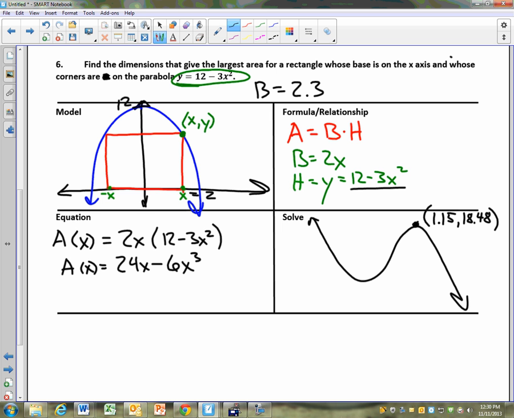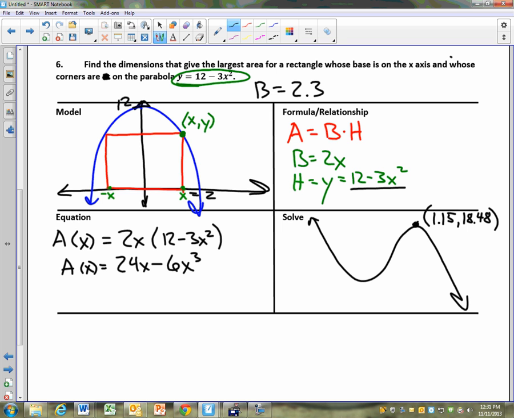What does 18.48 represent? It represents the area. We have a function, area in terms of x. That's why we label it like we do, so we know what it means. The x value is our input. The y value is our output, and it represents area. The maximum area occurs when the x value is 1.15. That makes the base 2.3. So no, this is not the y value.